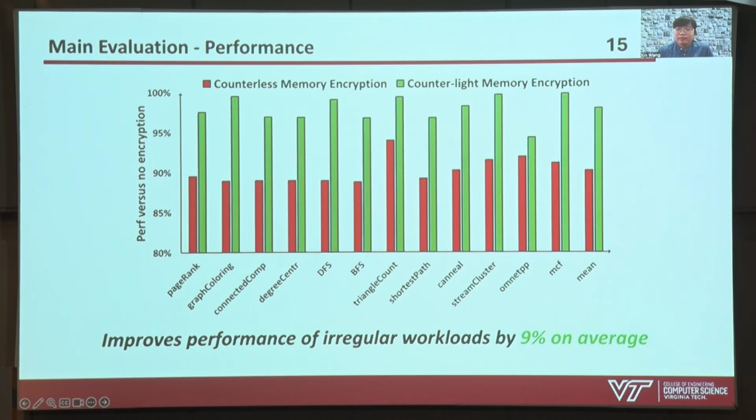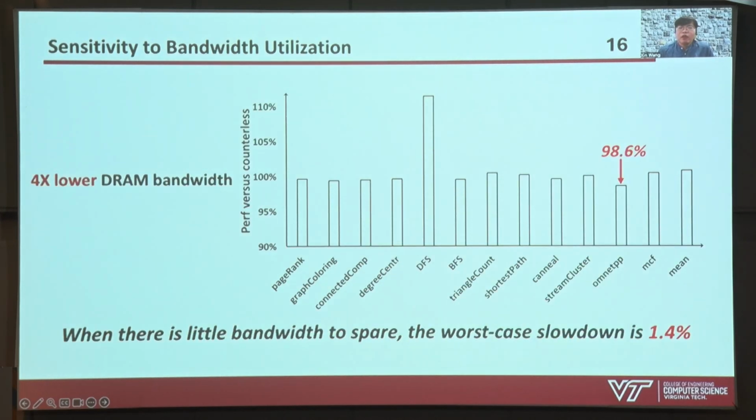For some benchmarks, like OMTP, the performance improvement is less because their heavy bandwidth overhead during write-back harms the performance. To explore how Counterlet works when there's little DRAM bandwidth to spare, we also perform a stress test for DRAM with the bandwidth of DDR2, so that there's little bandwidth to spare for most benchmarks. The performance degradation of Counterlet encryption in the worst case, for the benchmark OMTP, is just 1.4% compared to Counterless.